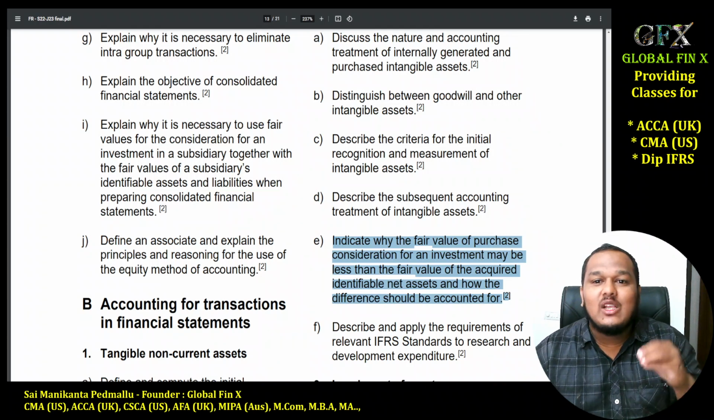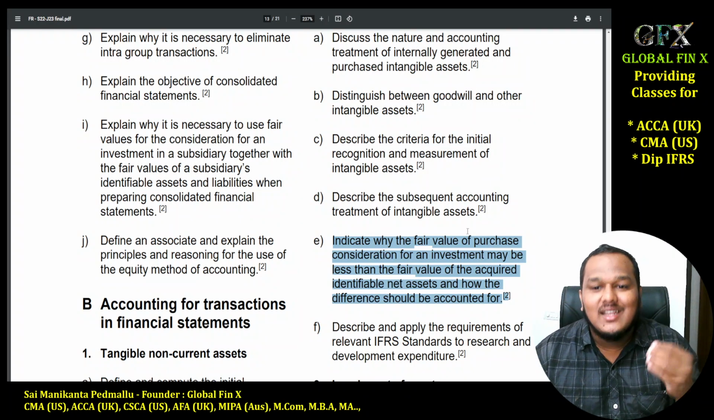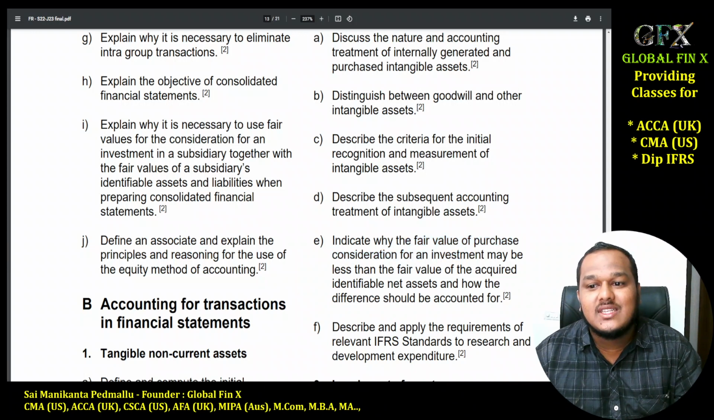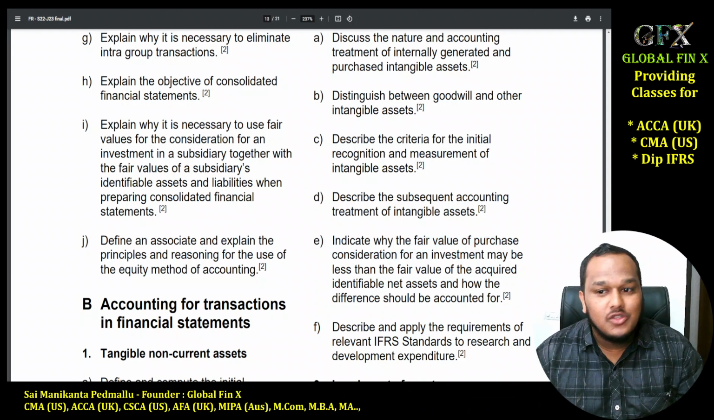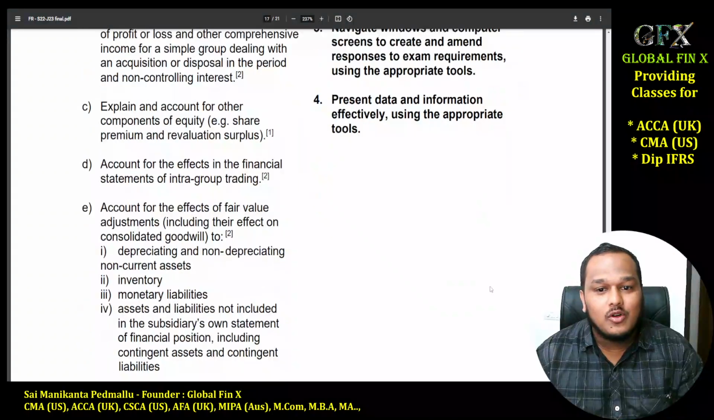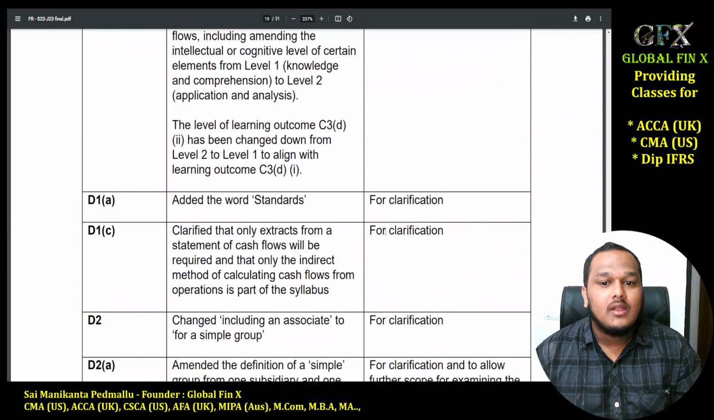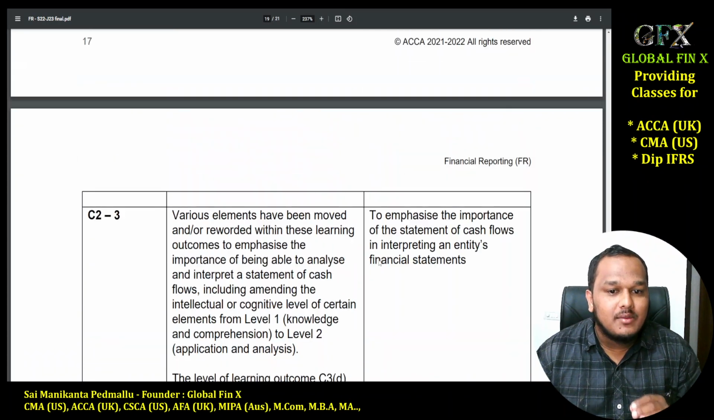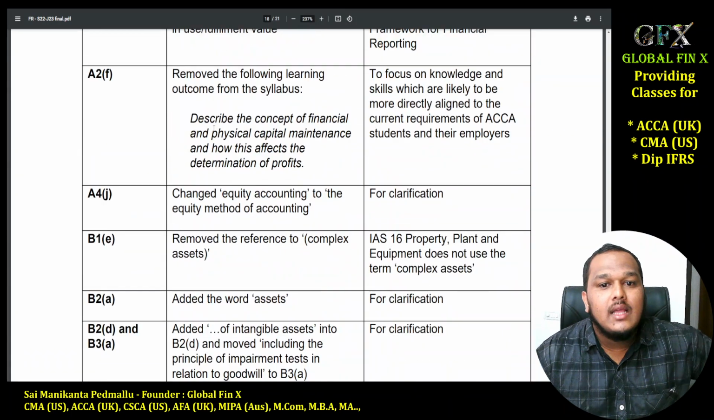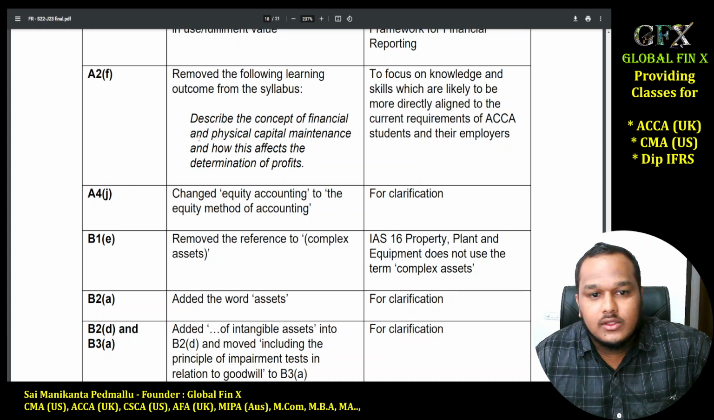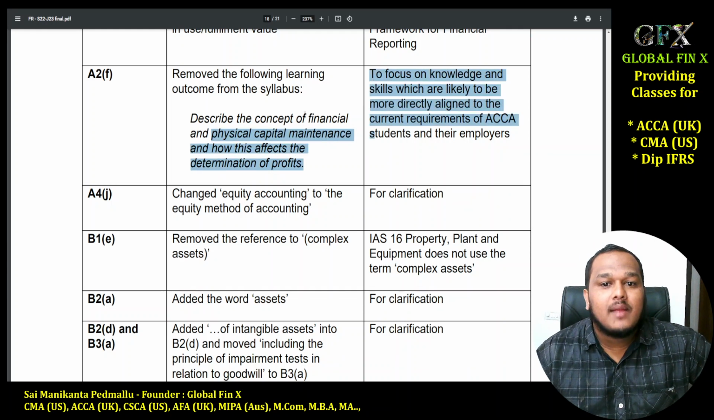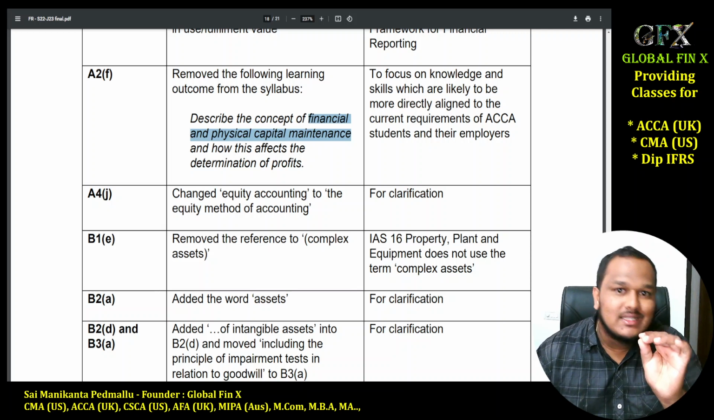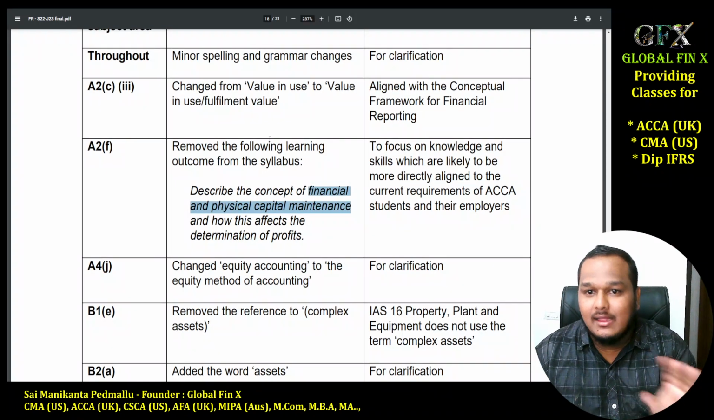Absolutely, conceptually there is no change. They have just corrected or clarified the terminology used in their syllabus guidelines. So you guys do not need to worry at all about these terminology changes. As of now, till now what we have seen, the most important syllabus change for you to consider is this one: physical capital maintenance, financial capital maintenance has been removed from your syllabus. You do not need to worry about it. That's the major syllabus change up till this point.